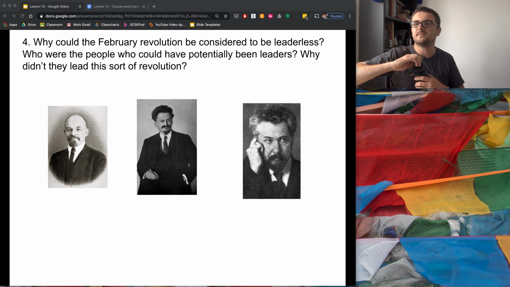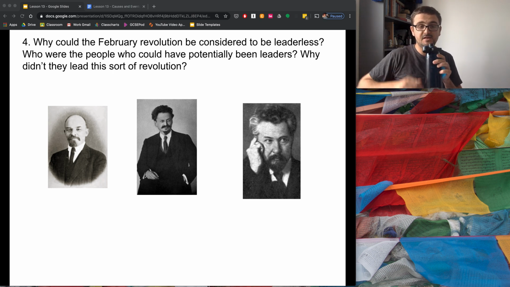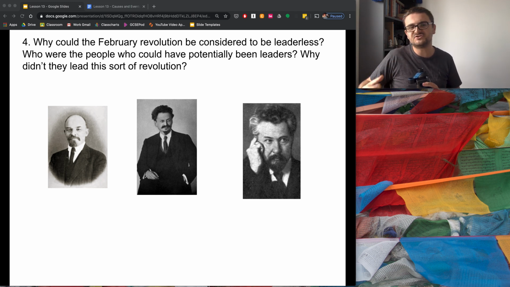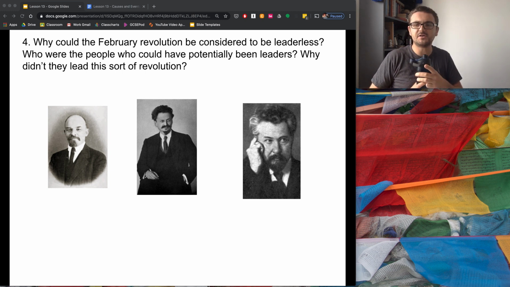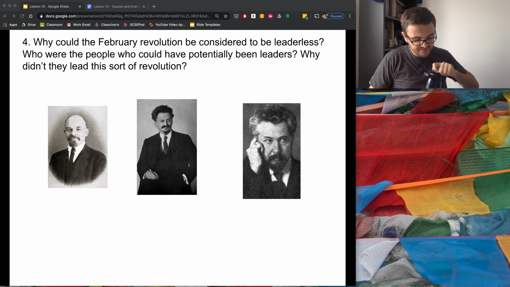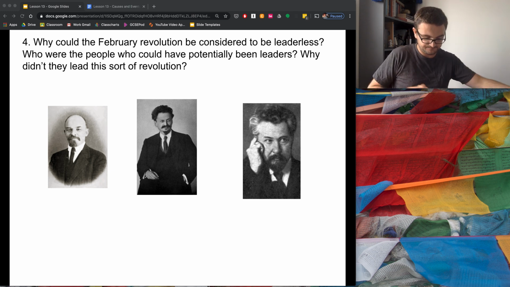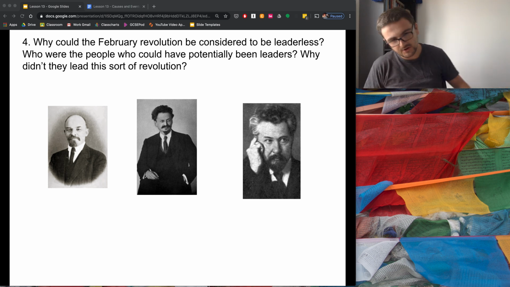Excellent. Right, so I'll talk you through who these men are, what their position would have been as potential leaders of the revolution, and why they weren't there. So your first man on the left is a man I really hope you recognise. That is Lenin.